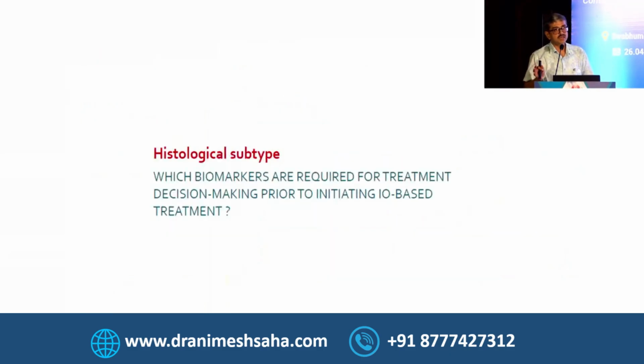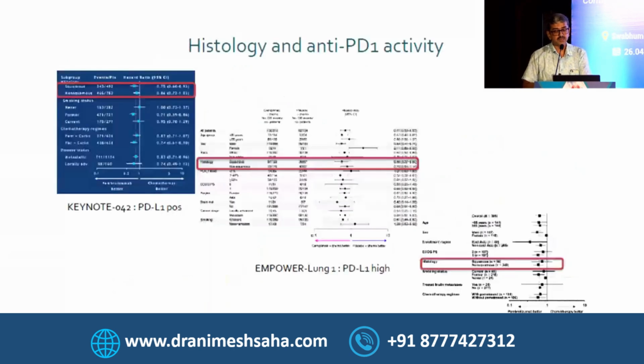So histological subtype: which biomarkers are required for treatment decisions prior to initiating immune-based treatment? One is histology and PD-L1. I already mentioned that PD-L1 is definitely in KEYNOTE-042; if we look at the hazard ratio, it is more favored for the squamous histology in the pembro trial. Whereas in EMPOWER-Lung 1, irrespective of the PD-L1, squamous is better.